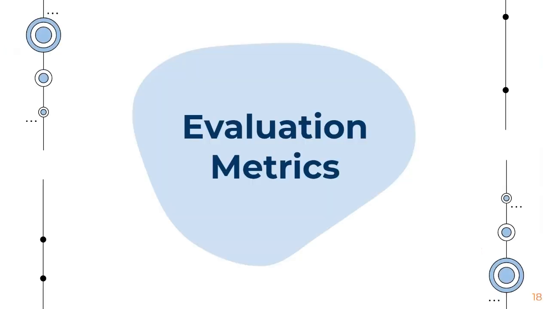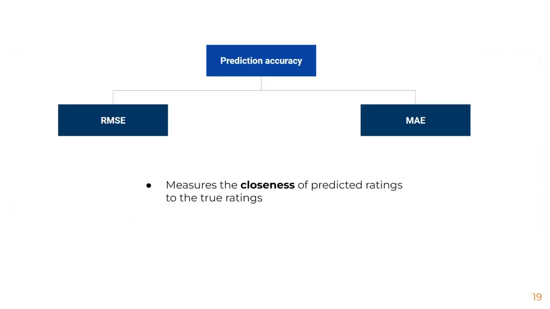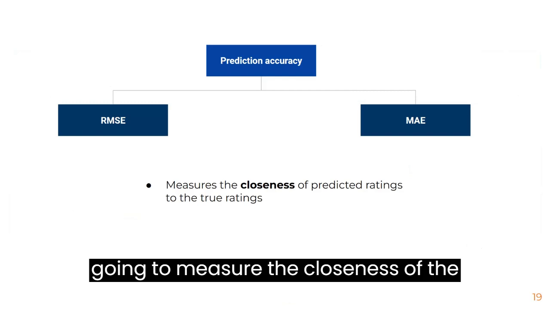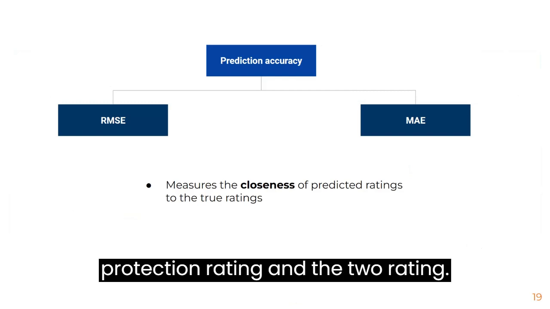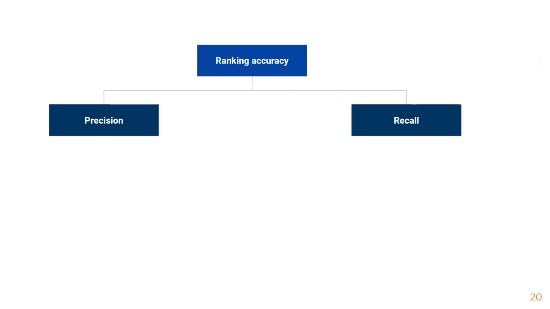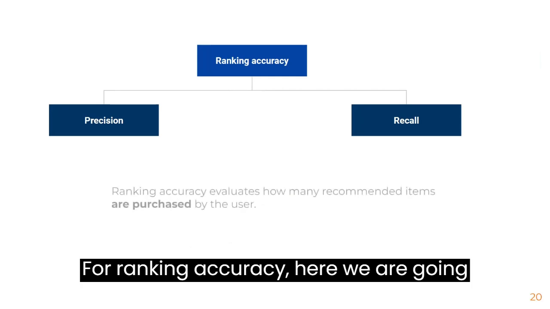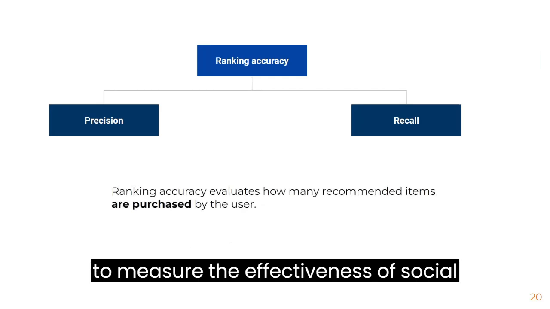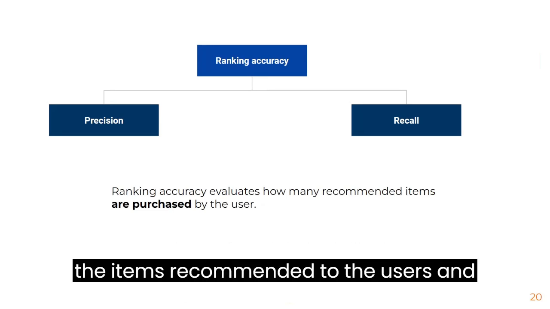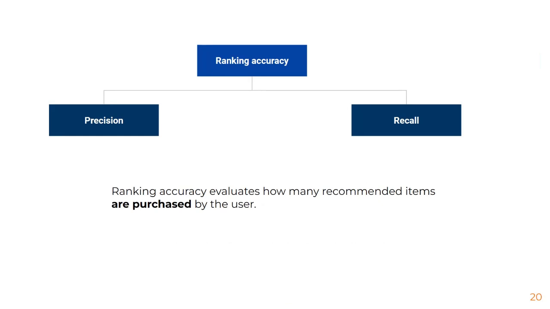Evaluation metrics. Here we are going to measure the closeness of the predicted rating and the true rating. The smaller the value, the better. For ranking accuracy, here we are going to measure the effectiveness of the social recommendation system by comparing the items recommended to the users and the items they actually purchased.